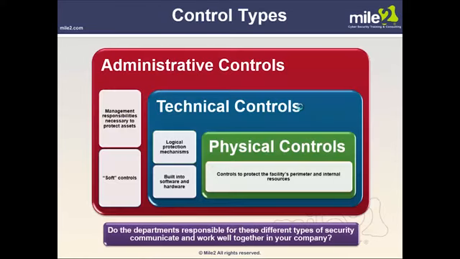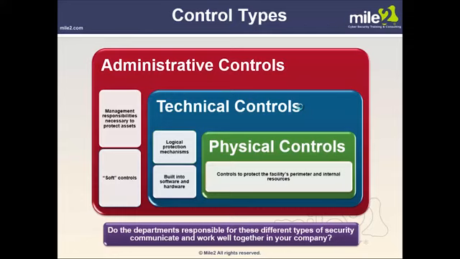Okay, now to change things up a little bit, there are different control types we need to be aware of, right? We have the administrative controls. This is basically the management's responsibilities necessary to protect the assets, and we have what's called the soft controls. We also have technical controls. This would be your logical protection mechanisms. They're generally going to be built into the hardware or the software, right? Like your IDSs, your IPSs, your firewalls, and so forth.